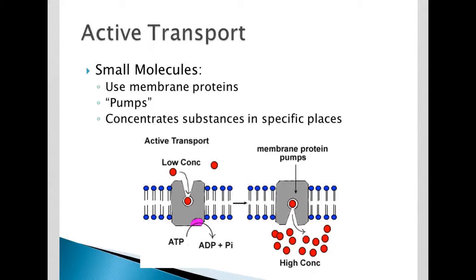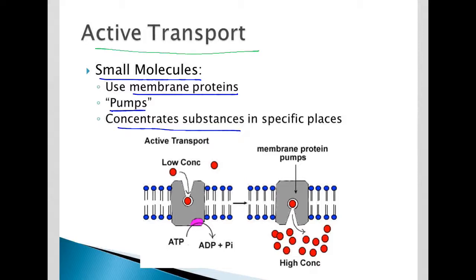So there's a couple different types of active transport. One of those is when dealing with small molecules. When dealing with small molecules in active transport, we will use membrane proteins, but not channels this time. We're going to use protein pumps. If you see that word on a worksheet or a test or a quiz, that word pump should imply to you something using energy. So cells will use protein pumps to concentrate certain substances in specific places. That is a reason for doing active transport.